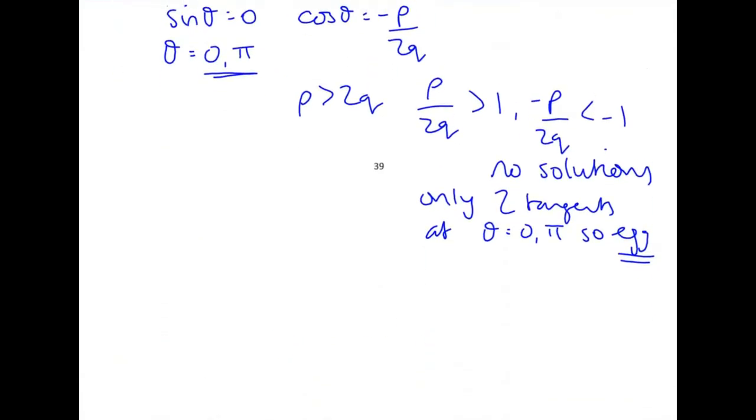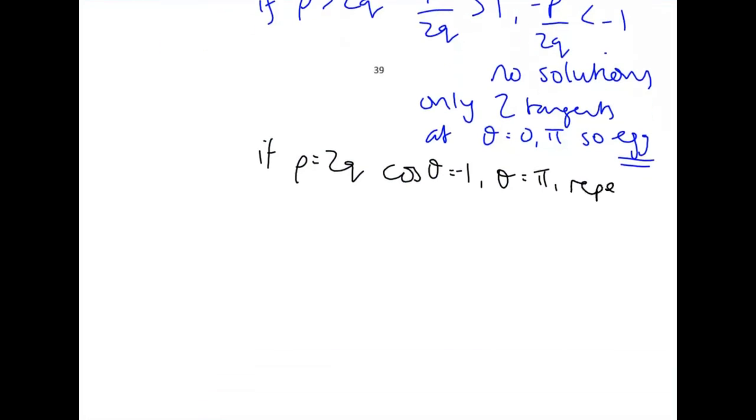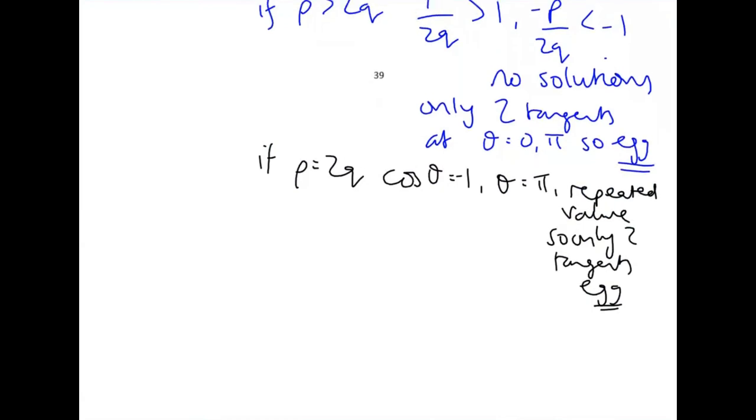If p is equal to 2q, you get cos theta equals minus 1, which gives you theta equals pi, which is also already included there. So again, we only have two tangents, and again, this is an egg. So this is why the condition for an egg is that p is bigger than or equal to 2q. So in both of those cases, we only get two tangents.